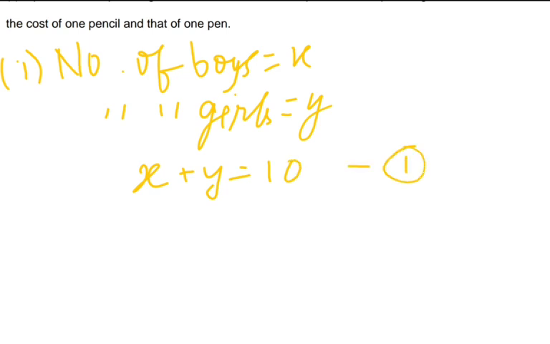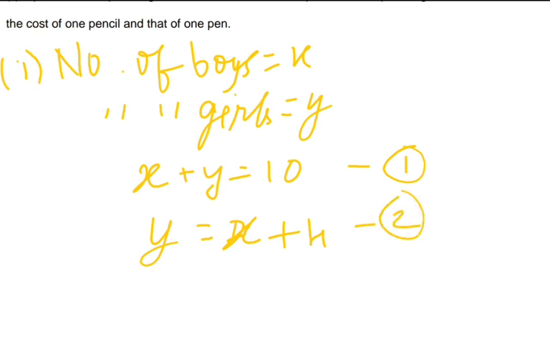The second one is, if the number of girls is 4 more than the number of boys, that is the number of girls, y is equal to 4 more than the number of boys. 4 more than, that is plus 4. 4 more than x, that is x plus 4. That is the number of girls is 4 more than the number of boys. So this is the second equation.